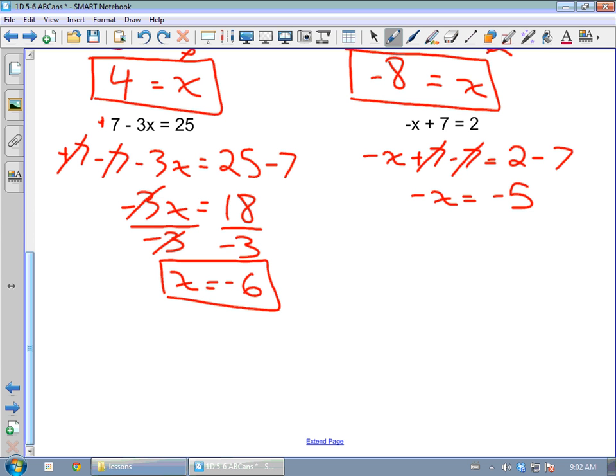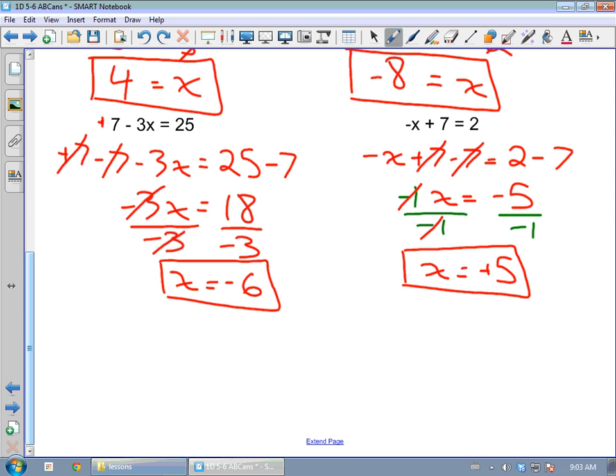Okay? Or we can think of it as, remember we talked before about if we don't see a coefficient on one of our terms, we assume that there is a negative 1 there. So I'm just going to write in that negative 1 like that. Now we can think of this as dividing both sides by the number that is multiplied by the x. Negative 1 times x. So I'm going to divide by negative 1 and negative 1. Cancels, cancels. And then negative 5 divided by negative 1 is going to give me positive 5. Okay.